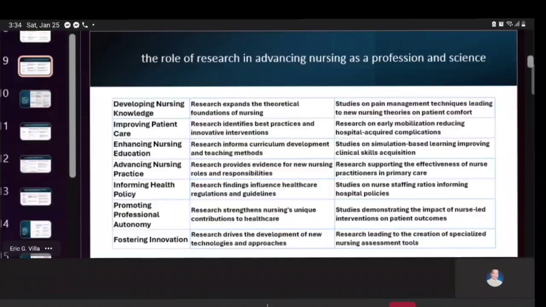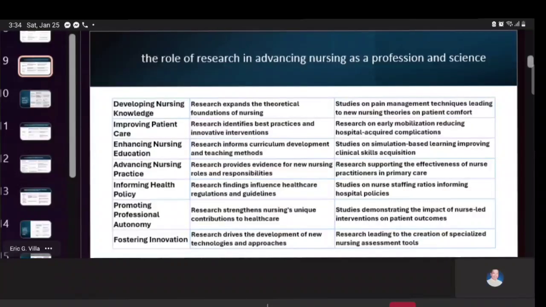In education, research informs curriculum development and teaching methods, wherein several studies about simulation-based learning have demonstrated its effectiveness in improving clinical skills acquisition among nursing students. And this has led to a widespread adoption of simulation technologies in different nursing programs or schools, better preparing future nurses for real-world practice.